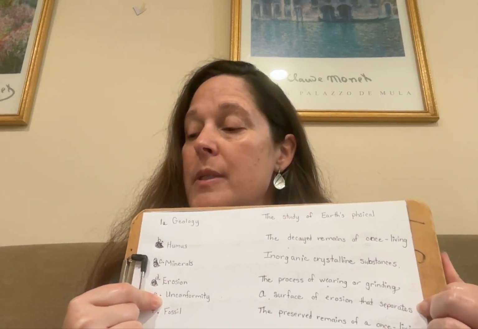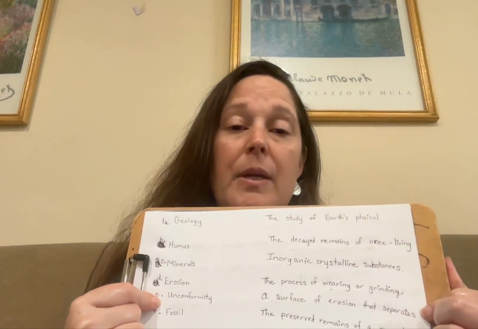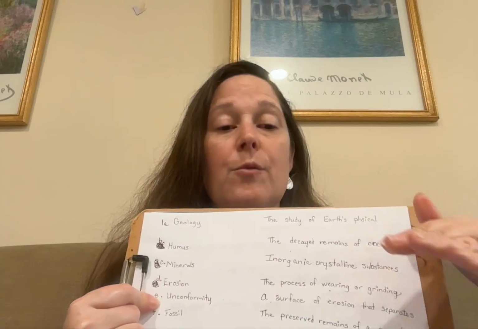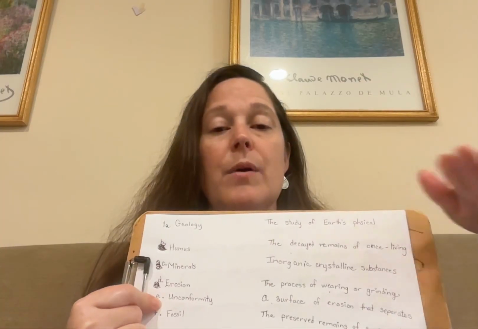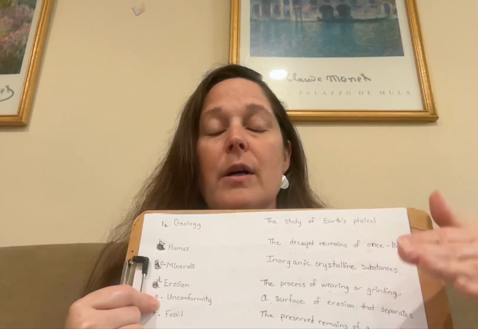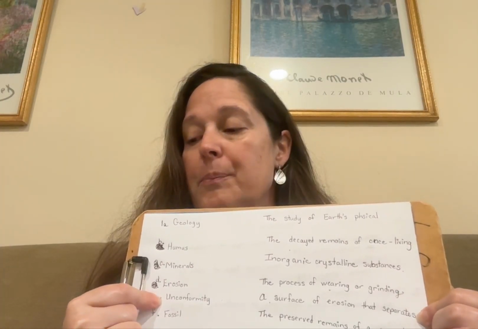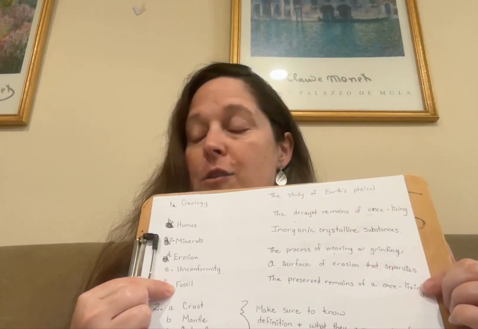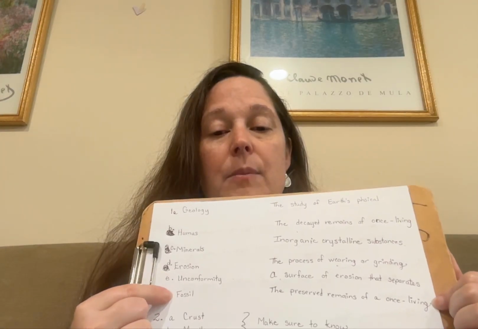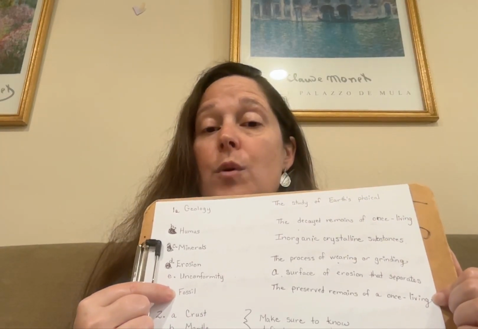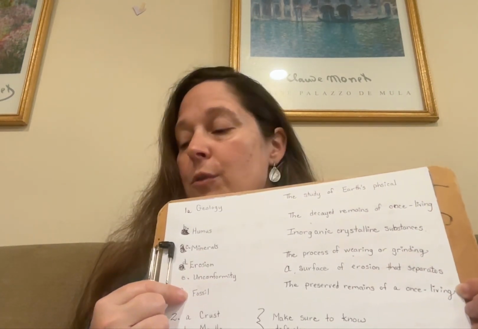The unconformity is a surface of erosion that separates one layer of rock from the other. So as the rock is laid down, there may be times when that top layer gets eroded partially before the new layer of rock is laid down. And that is the unconformity. Finally, we have fossil. Fossil is the preserved remains of once living organisms. And there are also 4 different types of fossils, which we'll talk about a little bit later in our review.